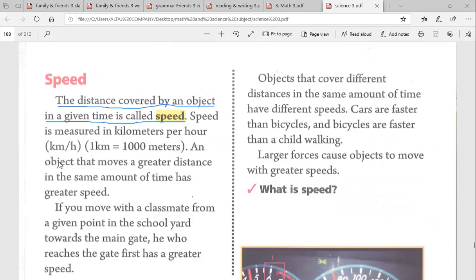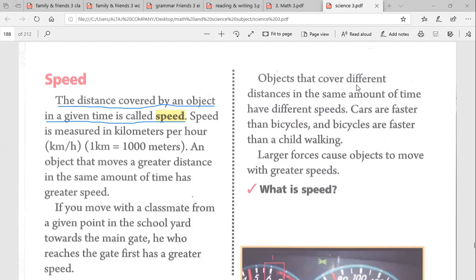An object that moves a greater distance in the same amount of time has greater speed. I will explain further. If you move with a classmate from a given point in the school yard towards the main gate, he who reaches the gate first has a greater speed. I will show you some diagram for you to know what we are talking about. But first, let's continue reading.